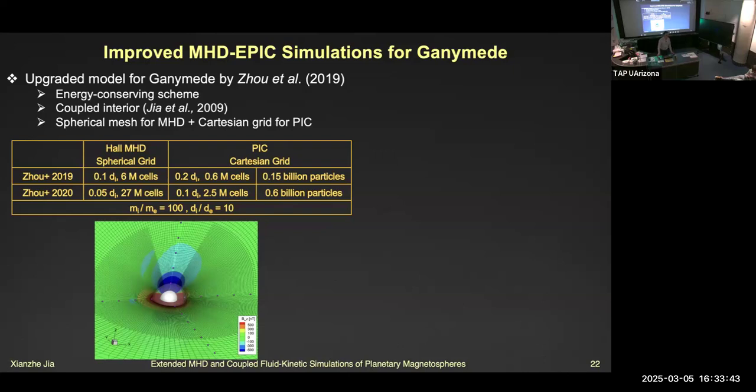I have a question about the embedded PIC code. Does this code have a global simulation box like the image? Is the simulation box a large box like the MHD, or how does it work?